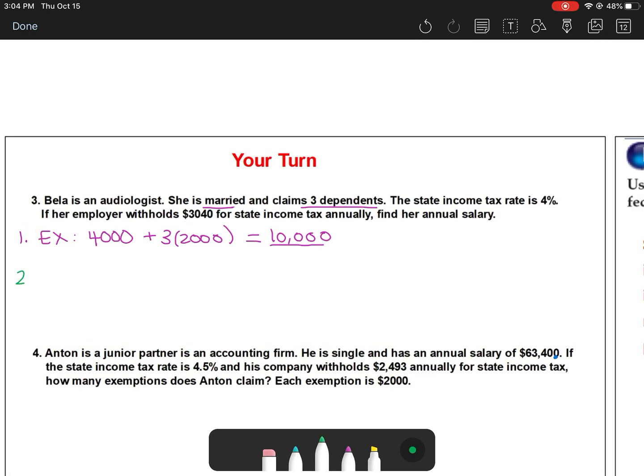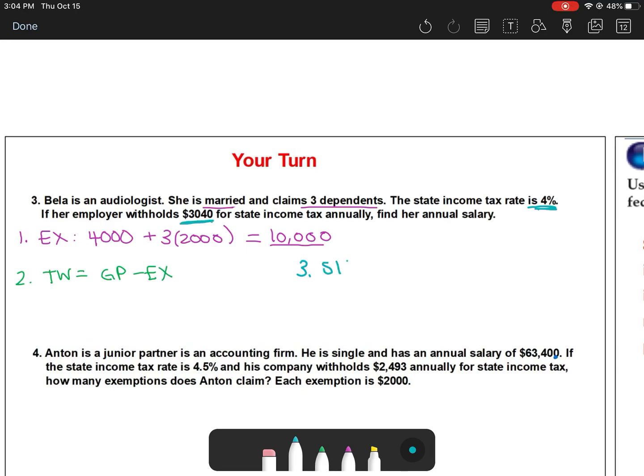So step 2 normally is now finding my taxable wage. So my taxable wage, remember, is your gross pay minus your exemptions. Well, I need to find her gross pay, and in order to do that, I'd have to also know her taxable wage. Well, I don't know that either, so there's nothing I can really do with step 2 right now. So I'm going to go ahead and move to step 3, and you'll see why in a second, why we still can move on. Okay, so her state income tax is 4%, and I know how much she withholds.